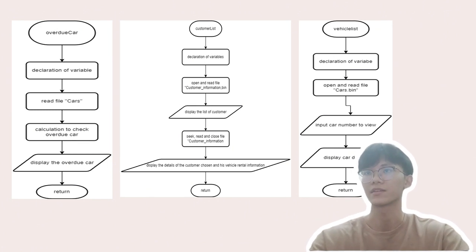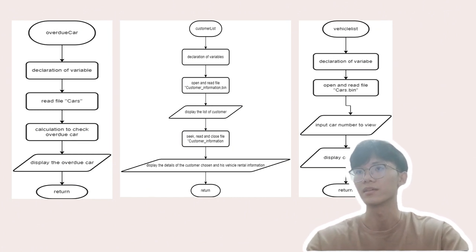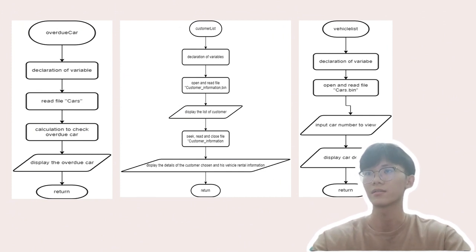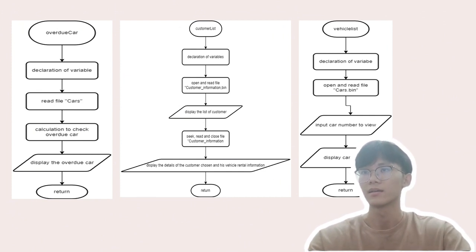For the vehicle list function, it starts with the declaration of variables, and then the function opens and reads the file cars.bin. After that, the program will prompt the user to input the car number to view, and then the car details of the chosen car will be displayed.